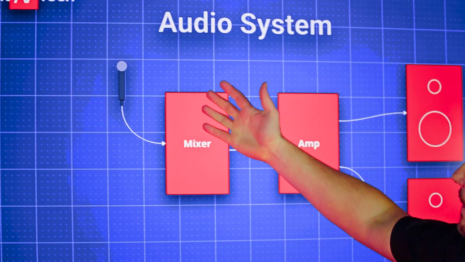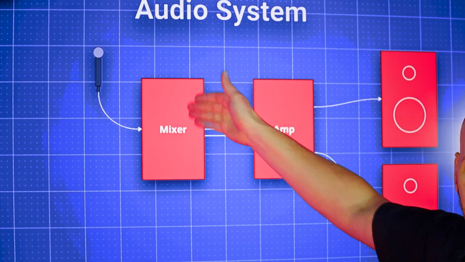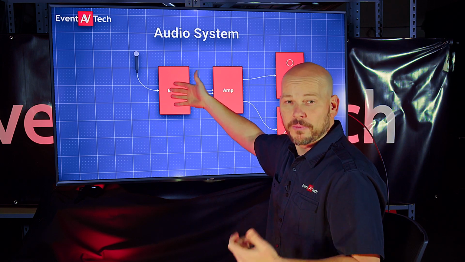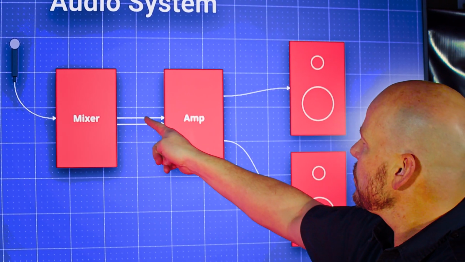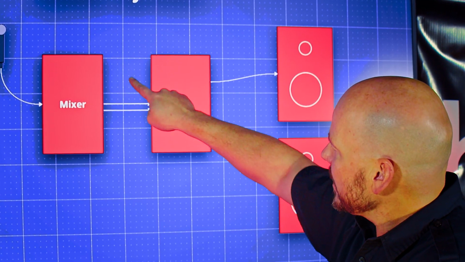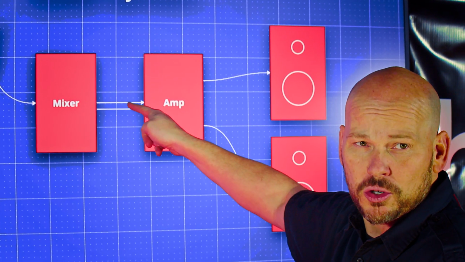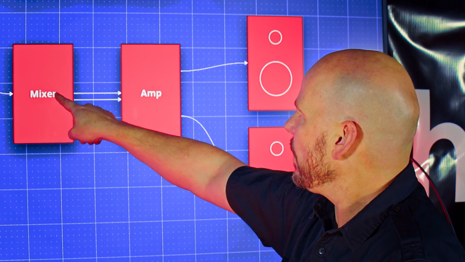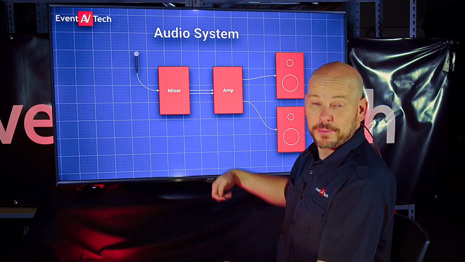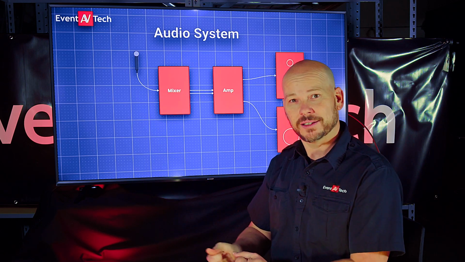In this example, the microphone is going into an audio mixer. That audio mixer is a form of processing, all right? Then the mixer is going into an amplifier. This right here is distribution. Most likely it's a couple of XLR cables, right? So that's going from the mixer into the amp. Now the amp, once again, is processing.